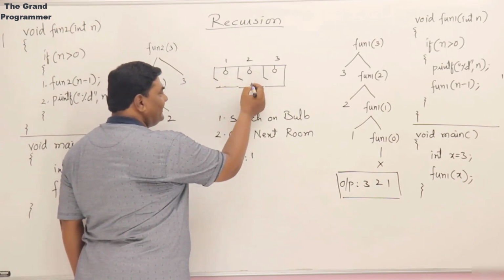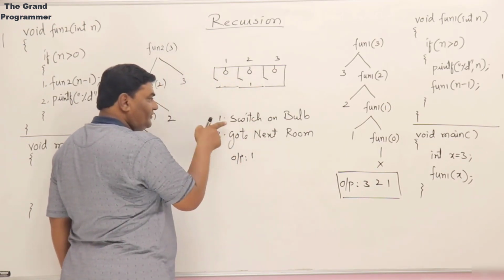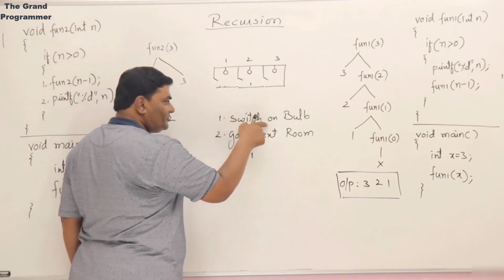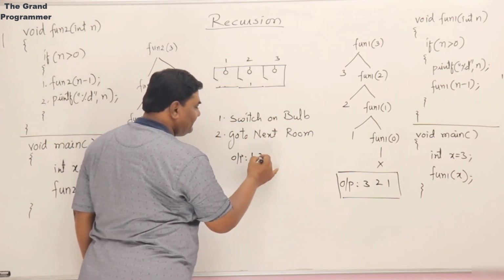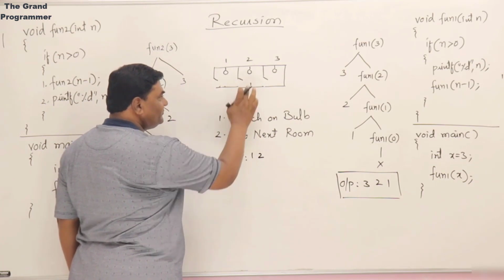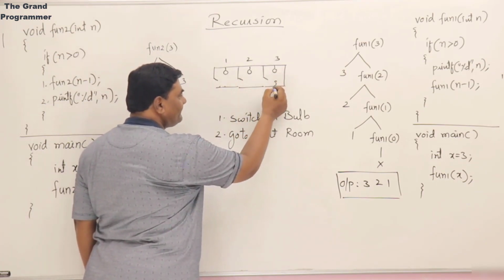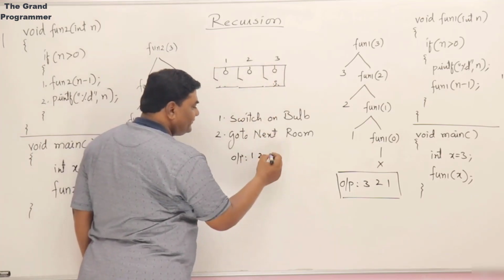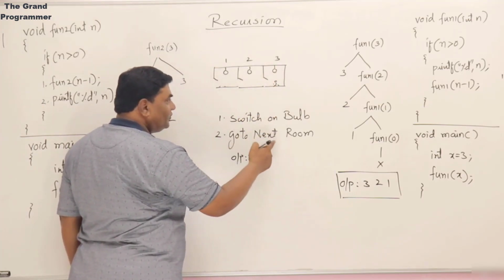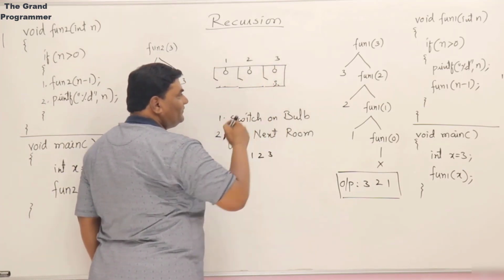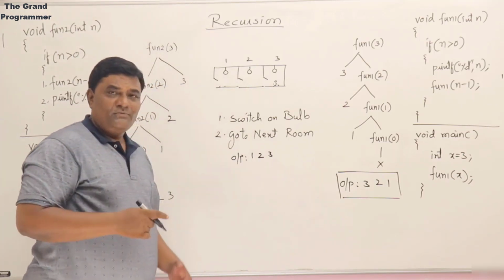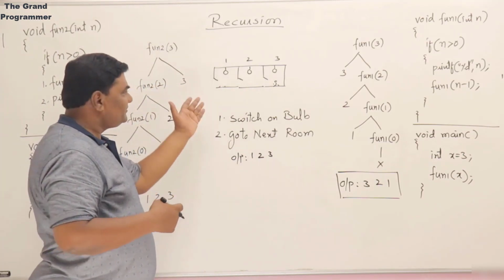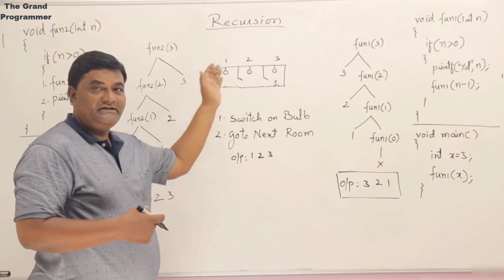Then you will enter into the next room. Then here what will you do? Again recursively, switch on bulb. So you will switch on the second bulb and then go to the next room. You will enter this next room. Then in this room again the first step is switch on bulb. So you will switch on the third bulb and go to the next room. There is no next room further. So it was more like a recursive call, a function calling itself again and again.